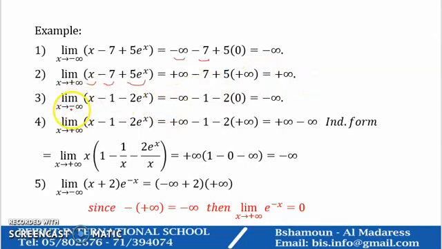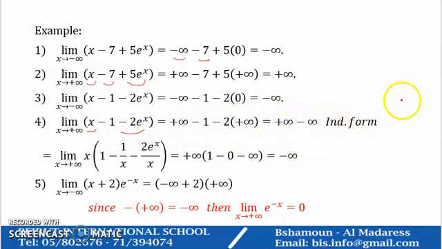Now if I have, when x tends to negative infinity, x minus 1 minus 2e^x. In fact, this is also negative infinity minus 1 minus 0, but what about plus infinity? This is infinity minus infinity here. So we have here an indeterminate form.